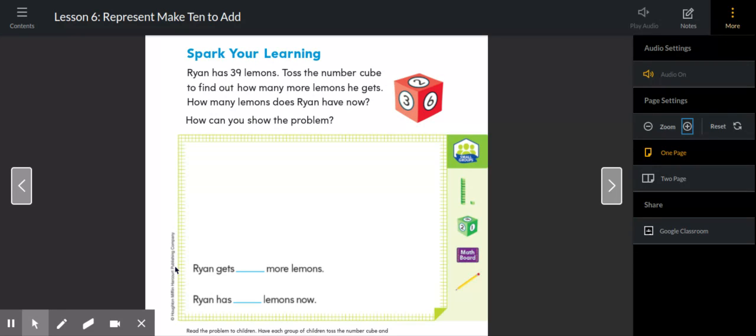So you're picturing a boy named Ryan. He has 39 lemons. He's getting more lemons. So what are we going to do? We are going to add those things together. So let's first start out by doing a quick picture of the 39 lemons that Ryan has. So we know that 39 is 3 tens and 9 ones. So 3 tens and 9 ones.